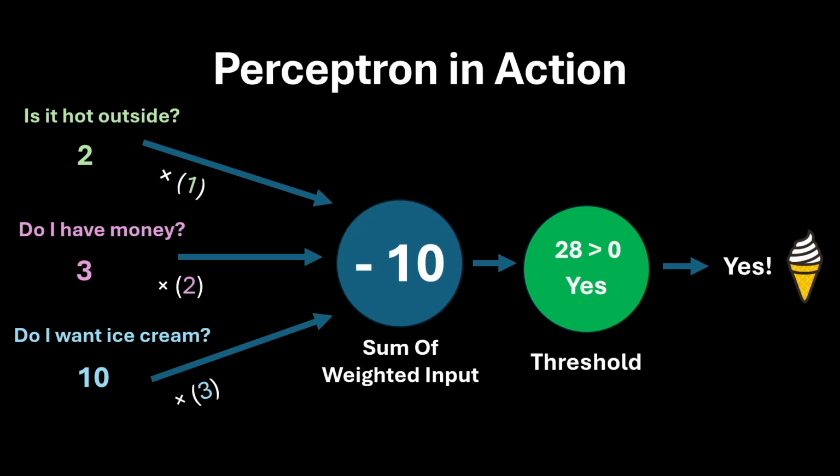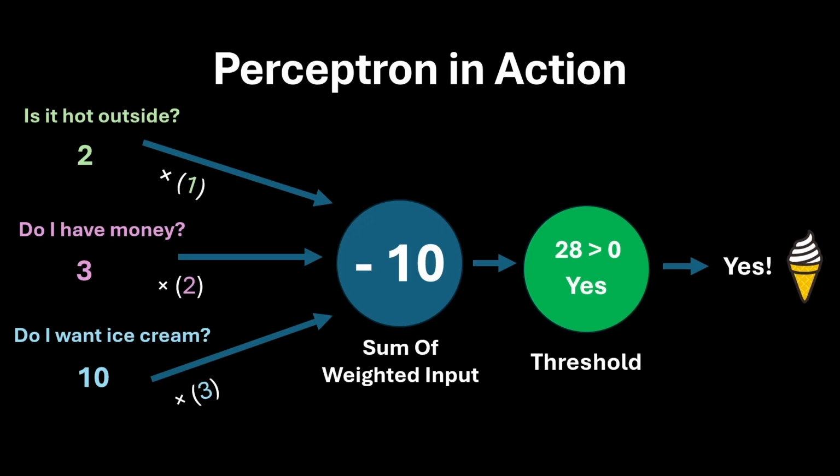Then for the weights, you need to think about how important each one is for you. Let's say being hot is 1x important, and then having money is 2x important, and wanting ice cream is 3x. Then the bias, -10 in this case, you can think of the negative bias as making it harder to say yes unless the inputs are big enough. Okay, there's a big enough factor to make you want to get ice cream. Finally, our threshold is the same.